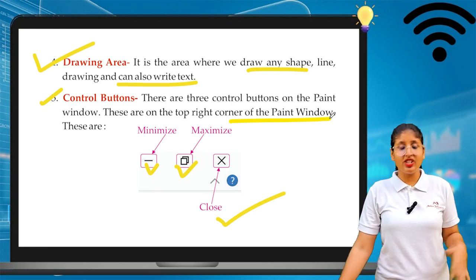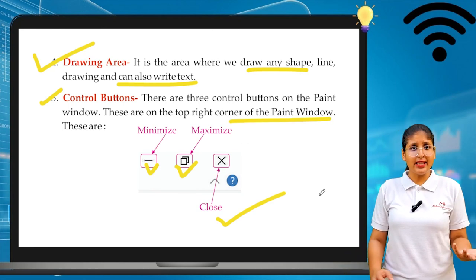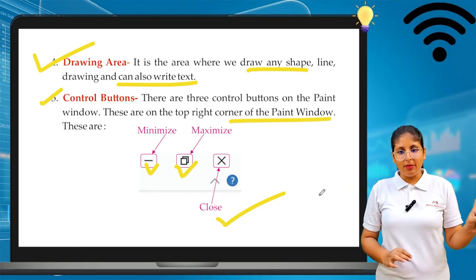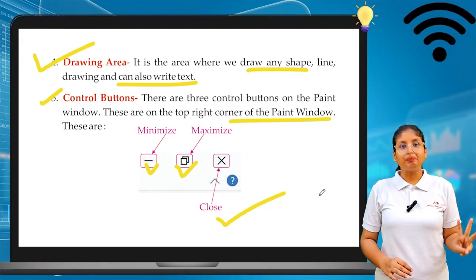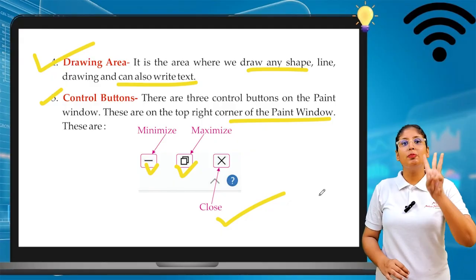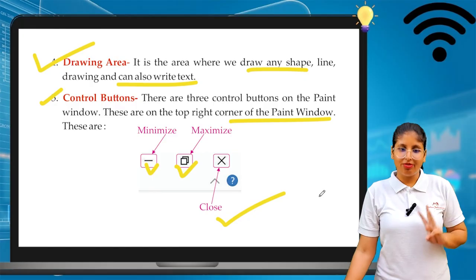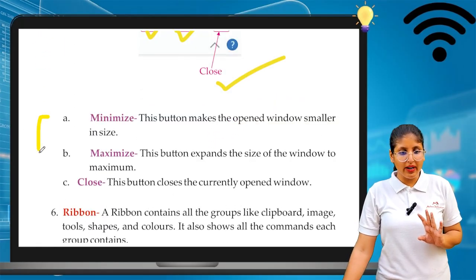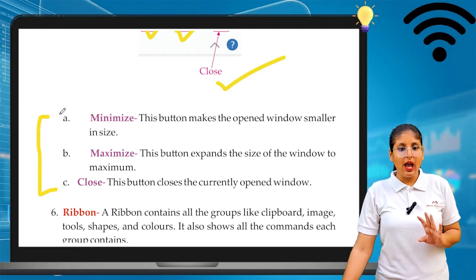This is important, which corner it is there, in the right side of your paint option. So these are minimize, maximize, and close. These are the three control panels. How many? Three. I am hoping this much is clear. Now we will see their roles also. What are their uses? First is the minimize option.